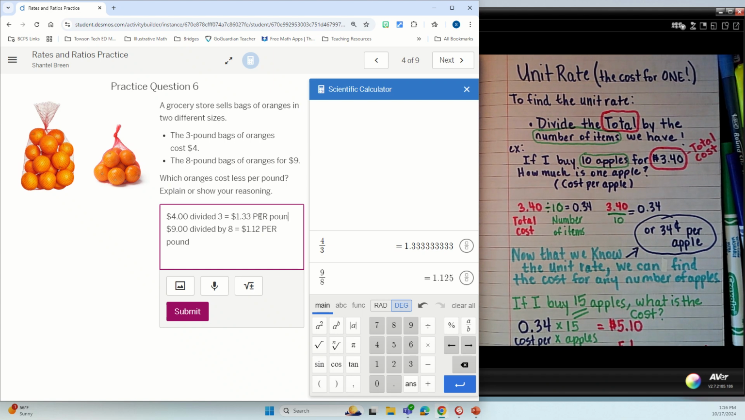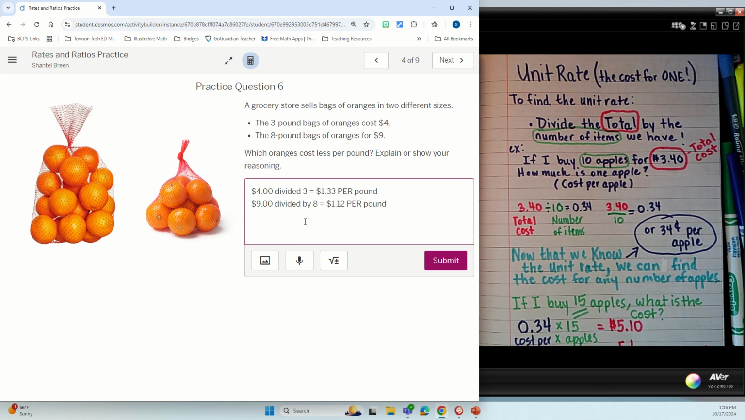Now from there the students can compare and they can see that this is the better deal because you're paying less money per pound. So the second one is the better deal. Okay, so this is kind of what we've been working on.